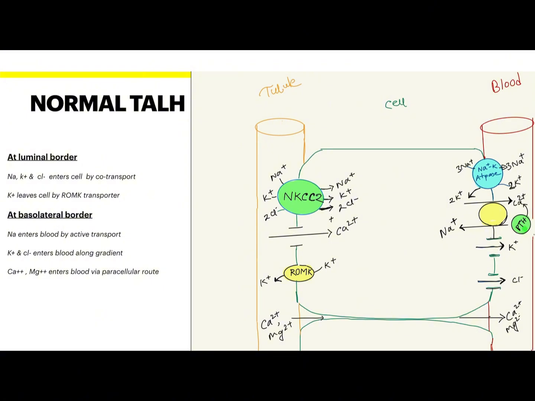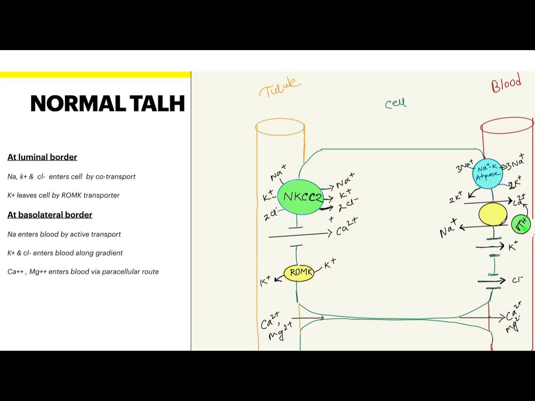What is the function of the thick ascending limb of loop of Henle? The thick ascending part is impermeable to water. In the luminal side, it has a co-transporter, NKCC2, which transports 1 sodium, 1 potassium and 2 chloride from the tubule into the cell against the concentration gradient. The energy required for this process is derived from the sodium-potassium pump, which pumps 3 sodium from the cell into the blood and takes 2 potassium inside.